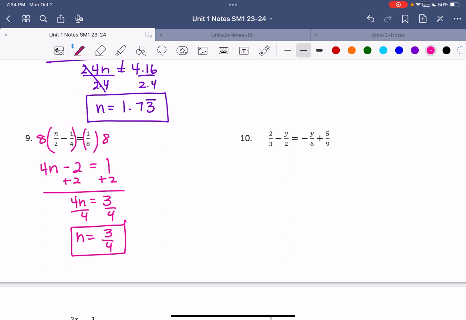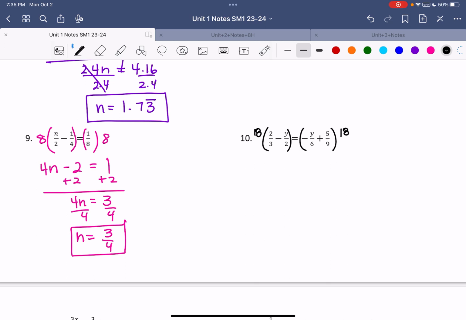All right, number 10. So this one is a little bit tricky to find the common denominator because it's not 3, it's not 2, it's not 6, and it's not 9. It's actually 18 because that's the smallest number that everything can go into. So 18. You could always try 9, and if everything doesn't cancel out, then you know that's not big enough. So then you might want to go up by another multiple of 9 or so.